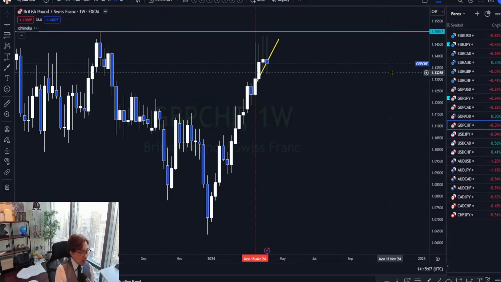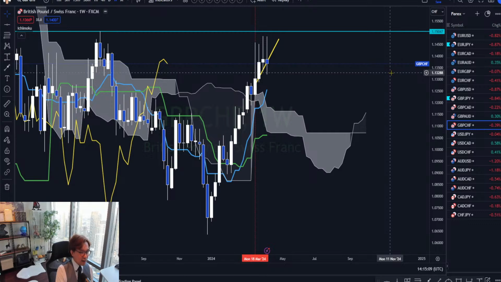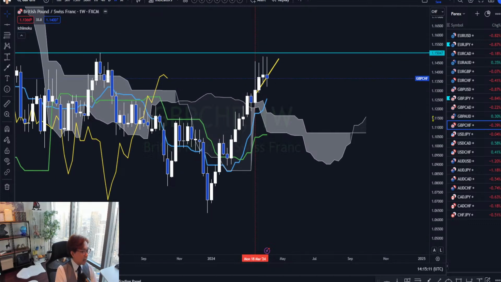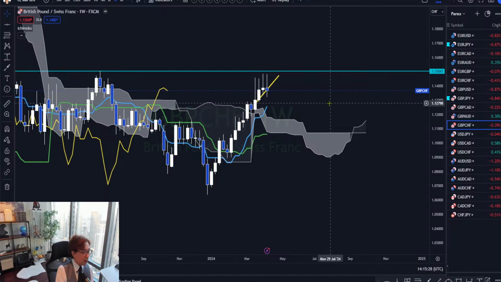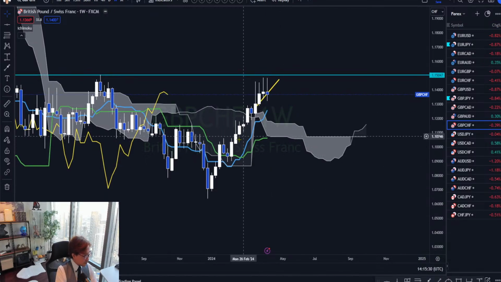And next is the Pound Swiss franc. Pound Swiss franc has also been bullish. It's above the Tenkan Sen. Kumo is bullish after it twisted. Senko span A is up, and Chikou span above the candles. And the price is heading towards the previous resistance, 1.1504. So far, it has been bullish ever since the week of the 1st of January this year.